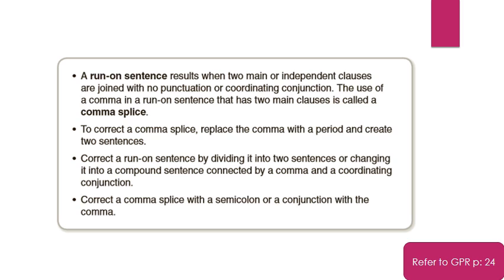The use of a comma in a run-on sentence that has too many clauses is called a comma splice. To correct a comma splice, replace the comma with a period and create two sentences. Correct a run-on sentence by dividing it into two sentences or changing it into a compound sentence connected by a comma and a coordinating conjunction.